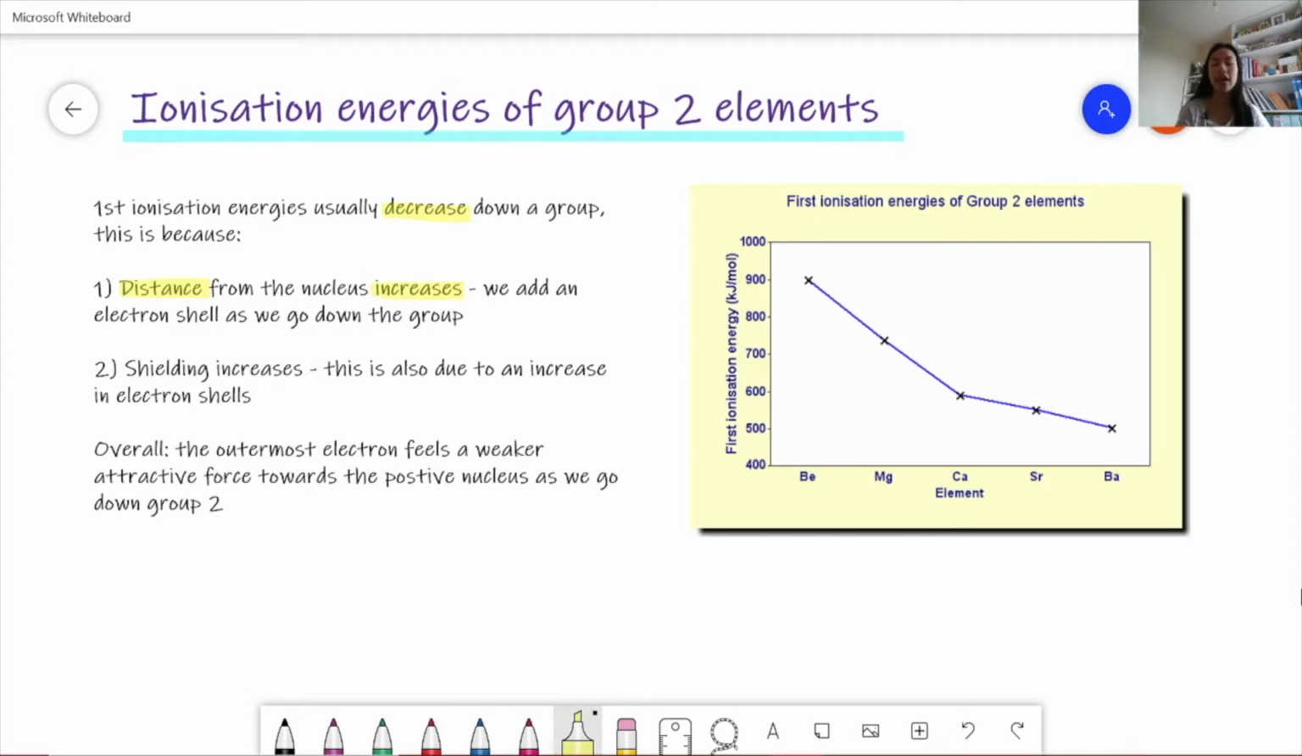And this actually also causes shielding to increase, because shielding just means how many electron shells you have between the outermost electron and the nucleus. So overall, the outermost electron feels a weaker attractive force towards the positive nucleus as we go down group 2 or down any group. And so because of this, it takes less energy to remove this electron, and so its first ionization energy will decrease as we go down the group.